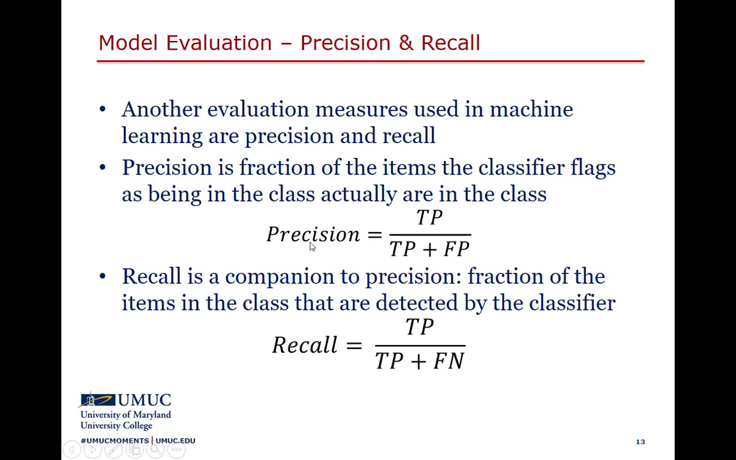A companion to precision is called recall. That's a little different. You can even see it from the denominator: now it's a proportion of how many cases you have in the data set.